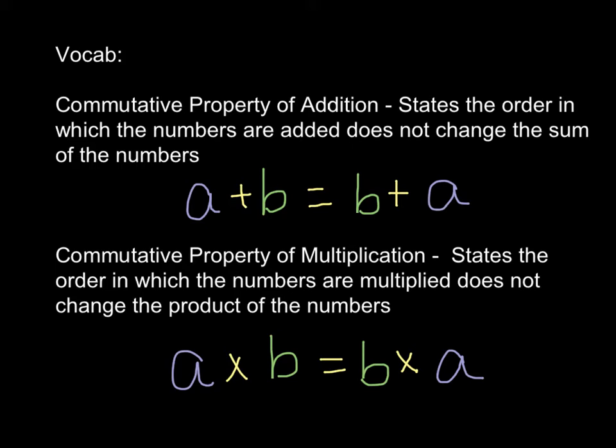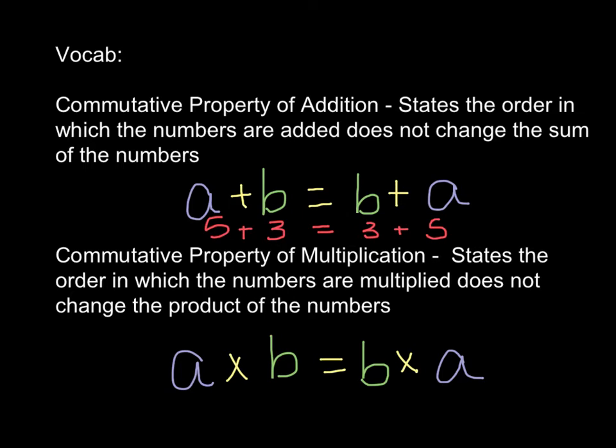That's fine. So we have the commutative property of addition, which states that the order in which the numbers are added doesn't change the sum. So if we have A plus B, that's the same thing as B plus A. Let me give that to you in numbers. If we had 5 plus 3, that's the same thing as 3 plus 5. So that's all that means.